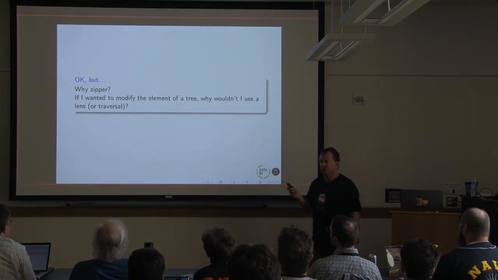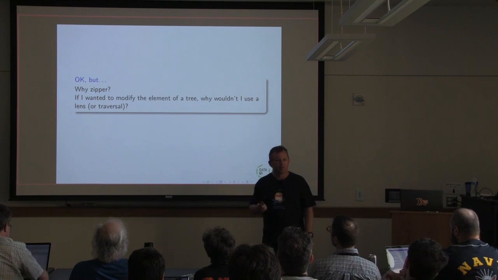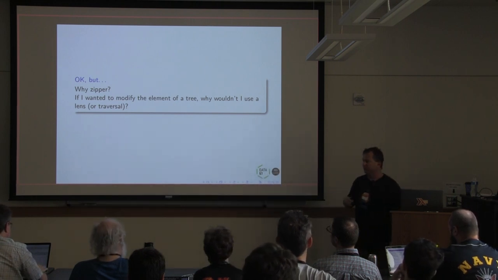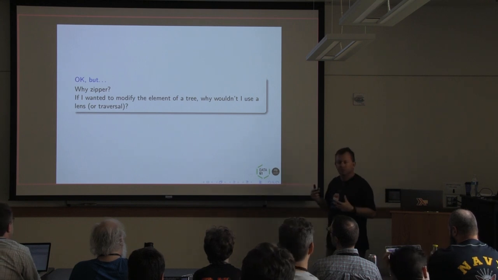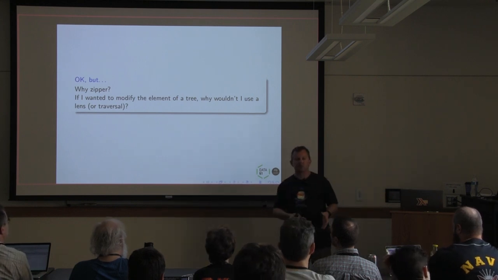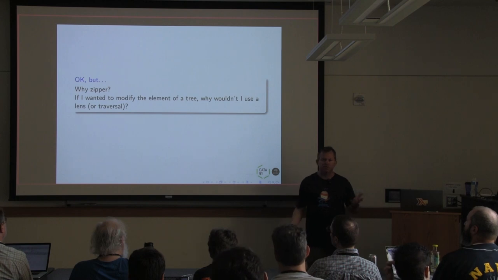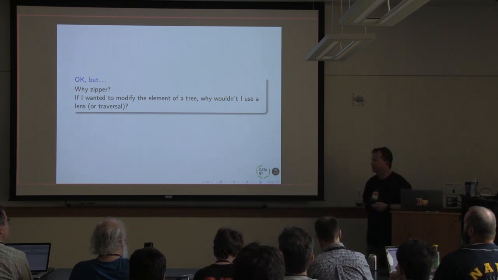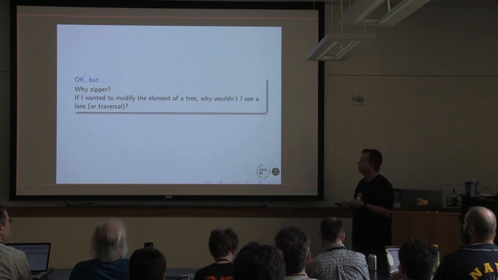This is a common question, so I've put it in and I'm going to talk about it a bit. I get this question: I've got this intuition for lenses, so why would I use a zipper and not a lens? What's the difference? And I'll tell you what the difference is. I'll give you the difference in the intuition.